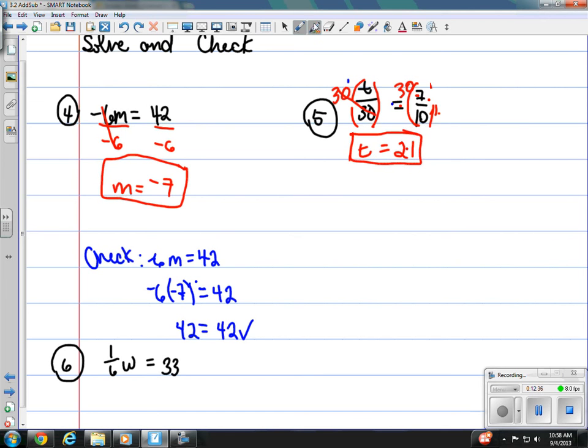Okay? And then if we do our check, once again, we go back up to the original, t over 30 equals 7 over 10. And we're going to replace t with 21. And this is where you can use decimals, or if your calculator will reduce down to the fractions. Both ways will work. So if we say 21 divided by 30, that'll give you the decimal 0.7. And if you do 7 divided by 10, that will also give you the decimal 0.7. So we check. Our answer is correct.